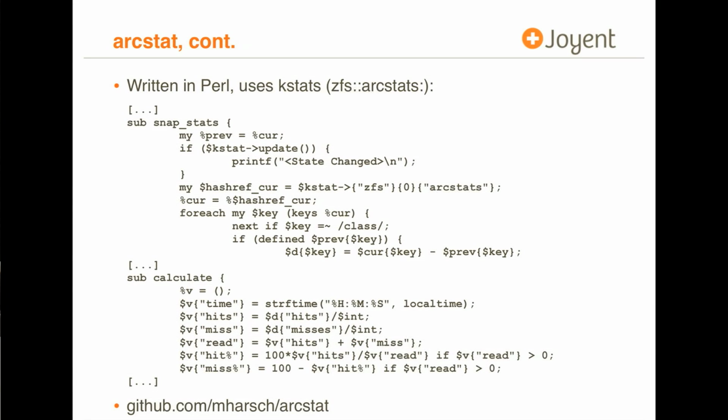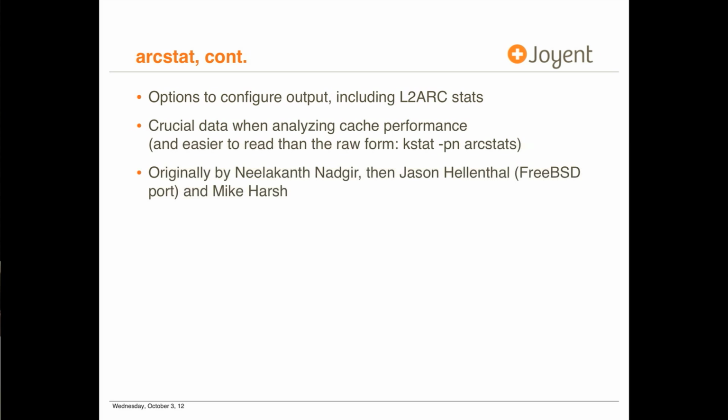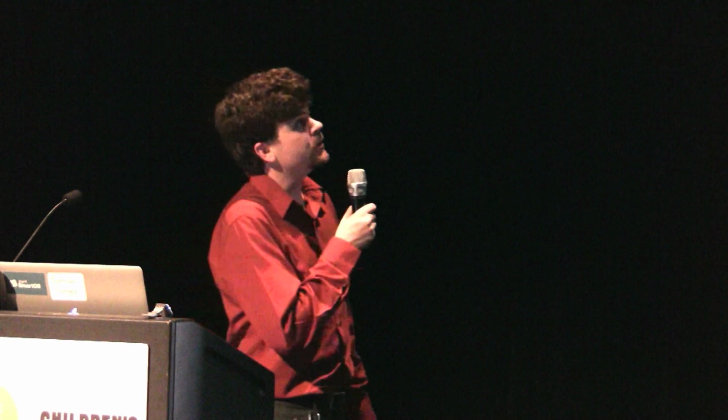And so looking at details like cache hit rates, cache miss rates, the volume of traffic, the size of the cache, how that varies over time. These are important primary metrics for understanding performance. Written in Perl, uses kstats, that's zfs:0:arcstats. You can see there's a version on github.com/mharsch/arcstat, originally by Neelakanth at Sun, and then Jason Hellenthal from FreeBSD has done a port. And it's crucial for understanding cache performance.